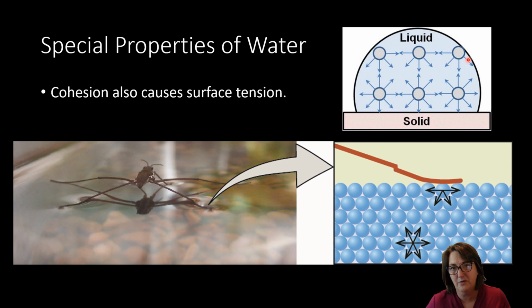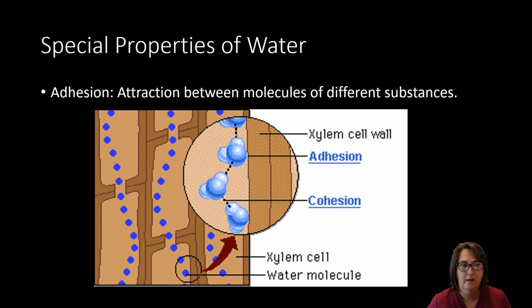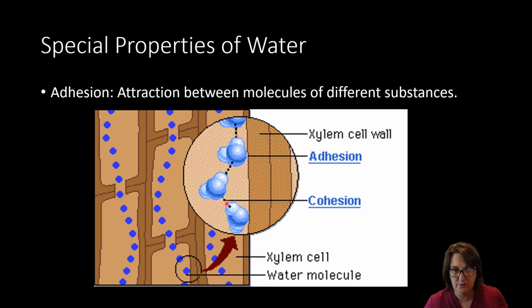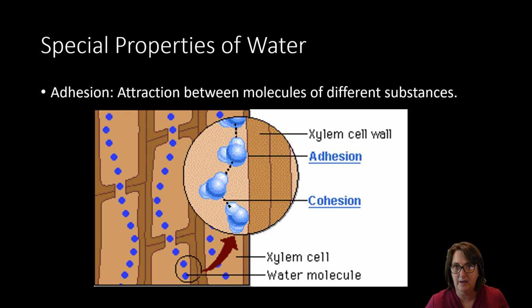And all those are hydrogen bonds pulling tightly to each other. They don't want to let go till the force becomes greater than the hydrogen bonds, and it will break the bonds. You have adhesion, and this is when water attaches to other objects. Here I have cohesion, water to water, but this is adhesion, a water molecule to something else.